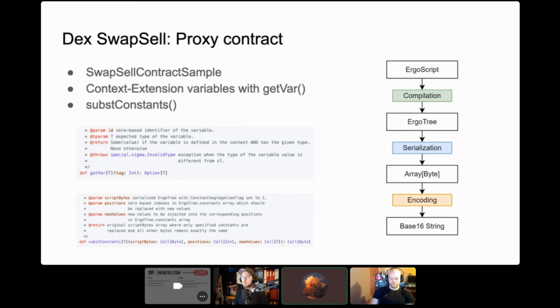So as I mentioned, an ergo tree is sort of the low-level code for ErgoScript. Everything is compiled to that. And then in an ergo tree, there's a section that's delegated to constants. And then we use the function substitute constants in order to take whatever values we calculated from your config file, and then substitute them into the template to generate a new ErgoDex swap cell ergo tree, but with your values instead of the template ones.